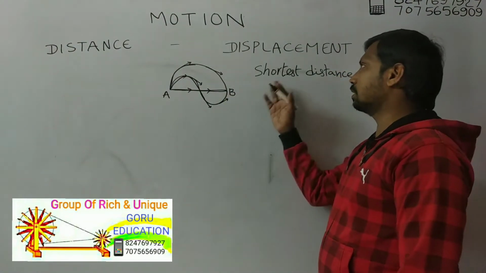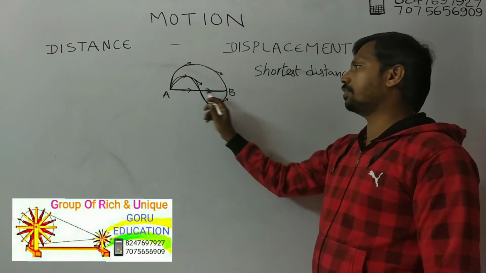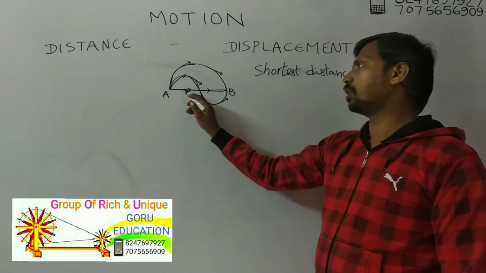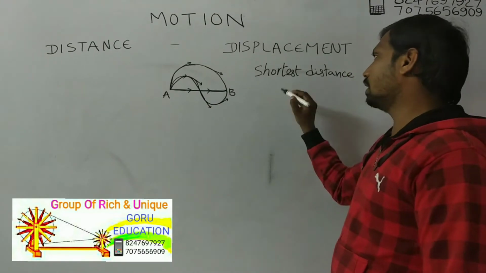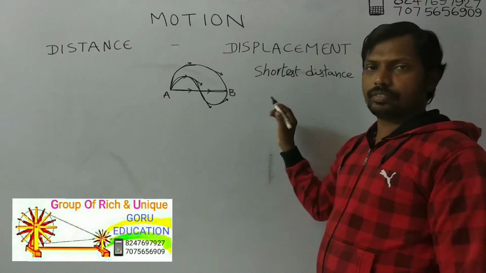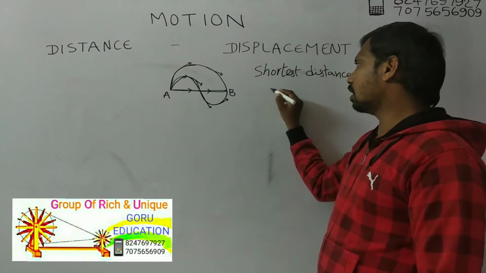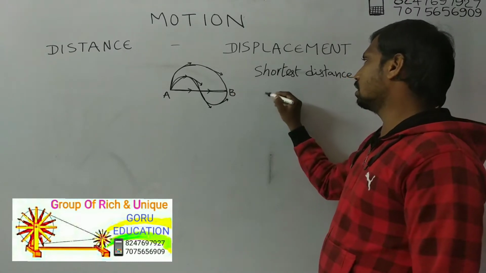Shortest distance is called displacement. That means here A to B is the very shortest distance. It has only one direction. Between 2 points, the very shortest distance is called displacement.